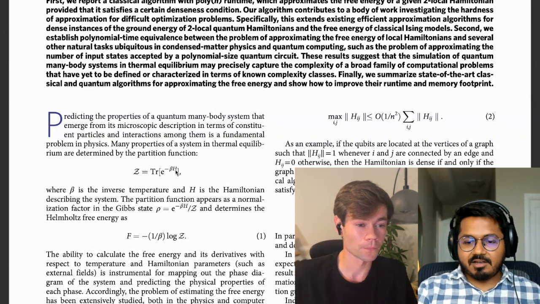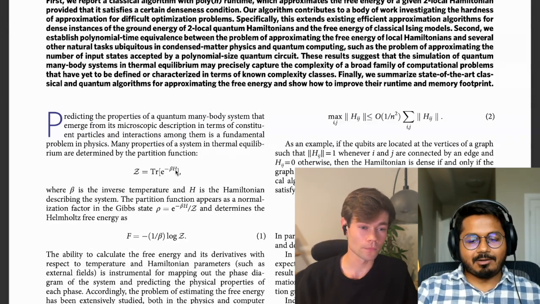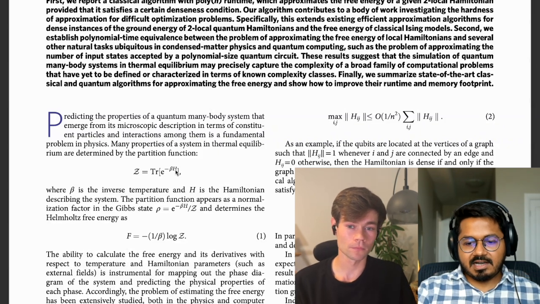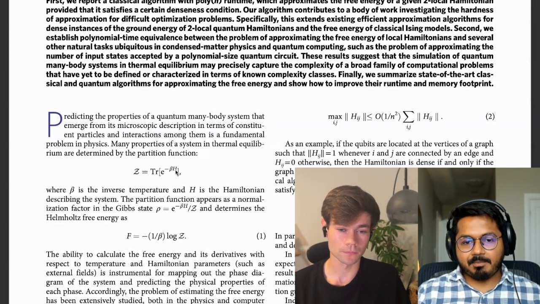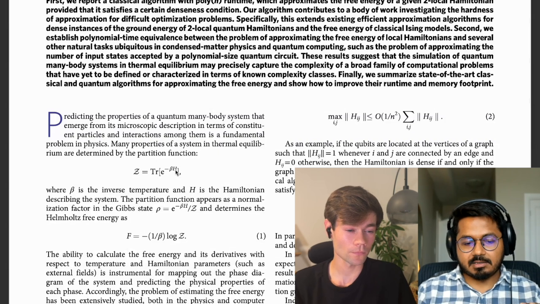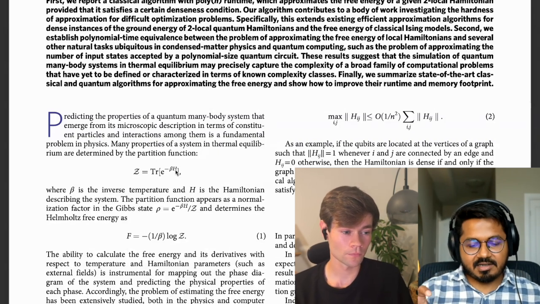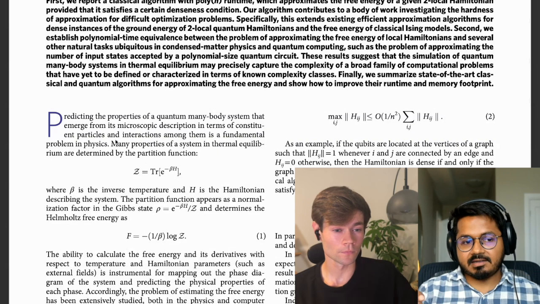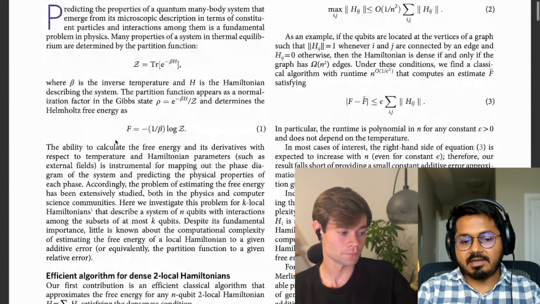Right. So to begin with, we are dealing with something called k-local Hamiltonians. These are Hamiltonians which are made up of a bunch of simple terms. Each term is something like an interaction, and k-local means that this interaction is an interaction between k of the qubits.